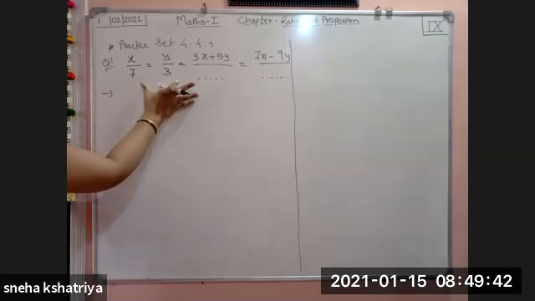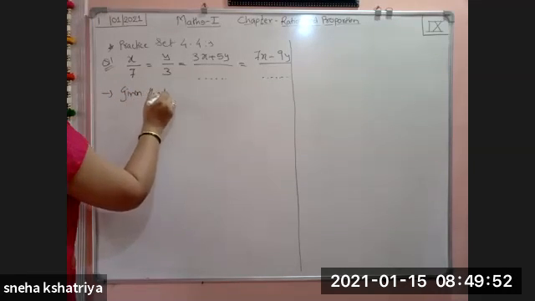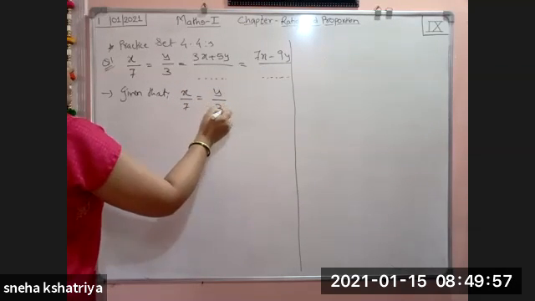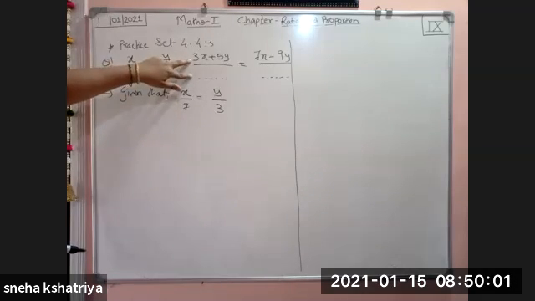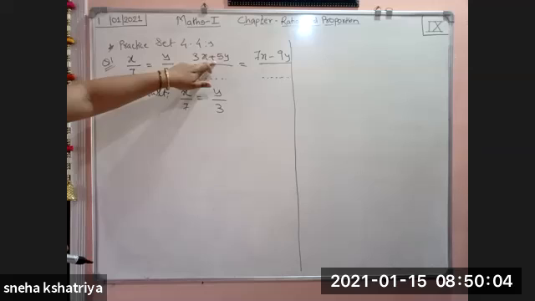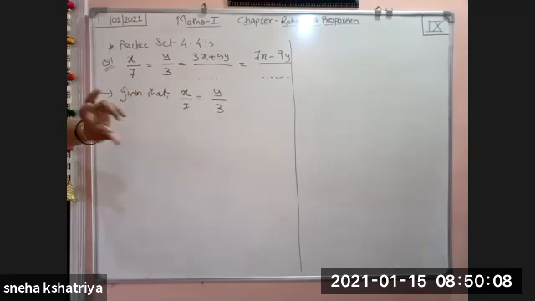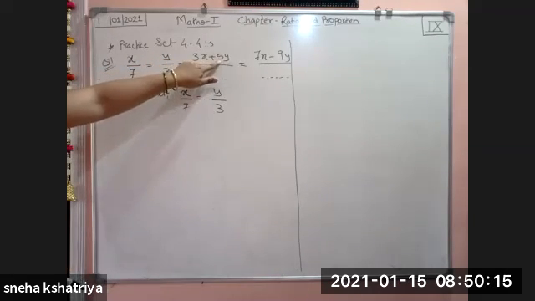For this, first we will consider the first one. Given that x divided by 7 is equal to y divided by 3. Now see here, whatever result we want, here is addition, 3 is multiplied, 5 is multiplied. So simply, you have to use the theorem on equal ratios, in which you have to multiply x by 3 and y by 5.